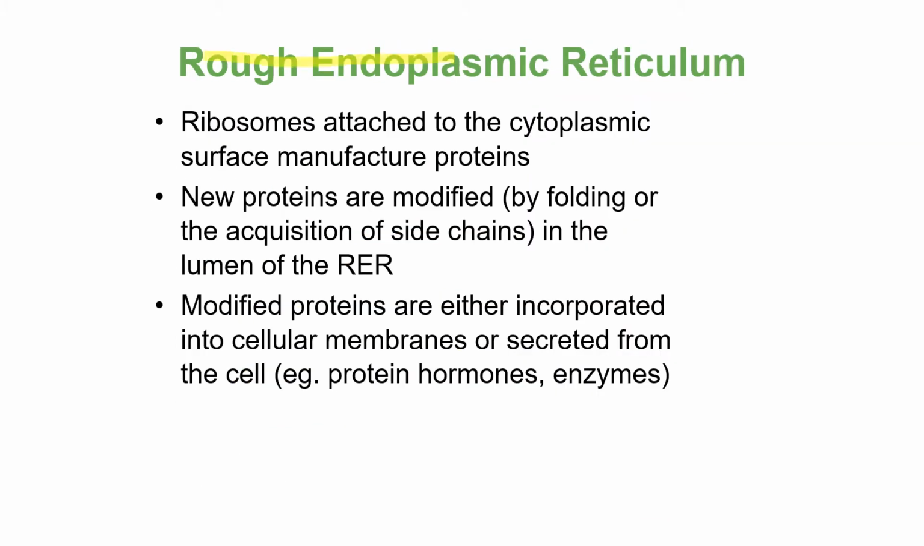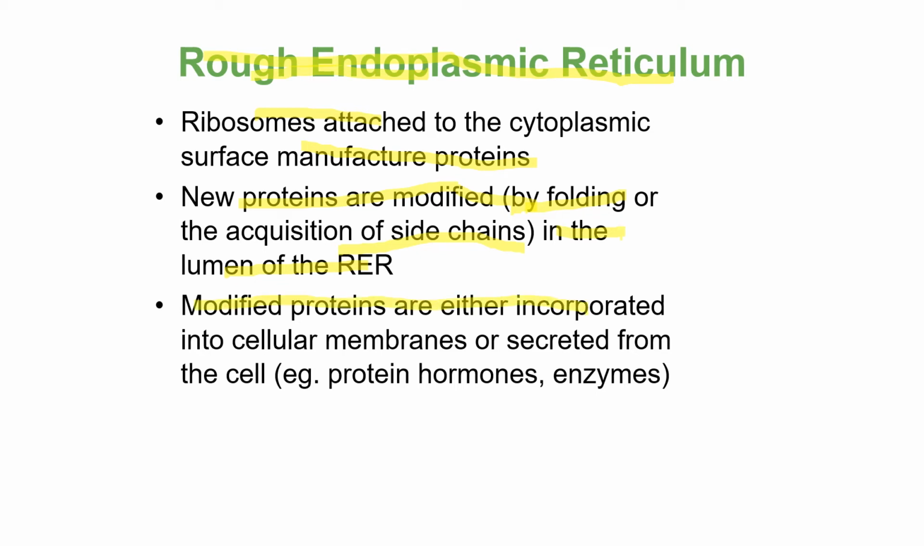All right, rough ER. Ribosomes are attached to the rough ER. That's why it's rough, and you can see the little dots in an electron micrograph. So the ribosomes are attached to the cytoplasmic surface of the endoplasmic reticulum and manufacture proteins. And these new proteins can be modified by folding them or adding some side chains in the lumen, the inside of the rough ER.